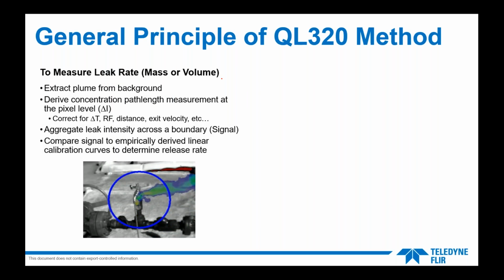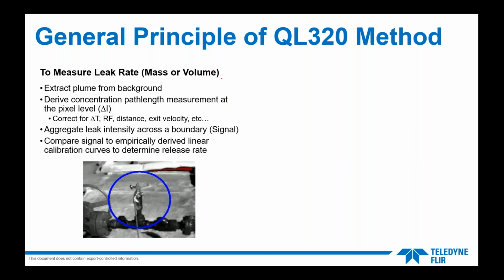So the general principle is that we have two measurements. First one, we have a leak rate measurement in the principle that we extract the plume from the background and then derive a concentration path length measurement at a pixel level, whilst also correcting for delta T, response factor, distance, exit velocity, etc.